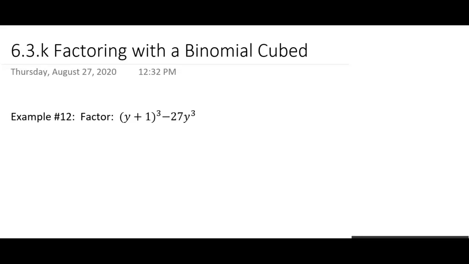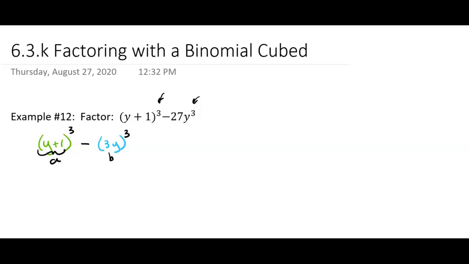So this one's a little different. You'll see that you have a cubed here and a cubed here. So you're going to think of y plus 1, that's what's being cubed. So all of this is the a. And then it's minus, it's subtraction. And then you're going to think of 27y cubed as 3y that's being cubed. So you have to think what times what is 27. And it's 3 times 3 times 3 is 27. And then the 3y, that's going to be your b.